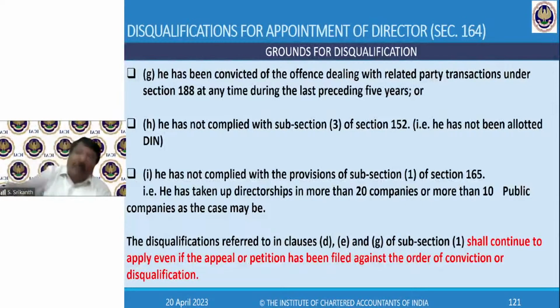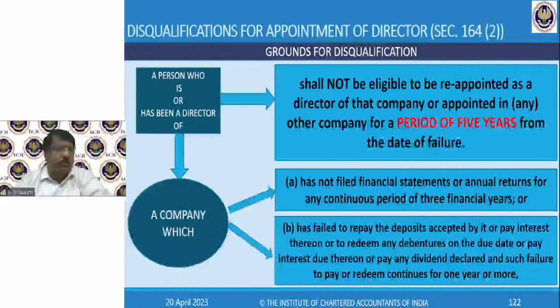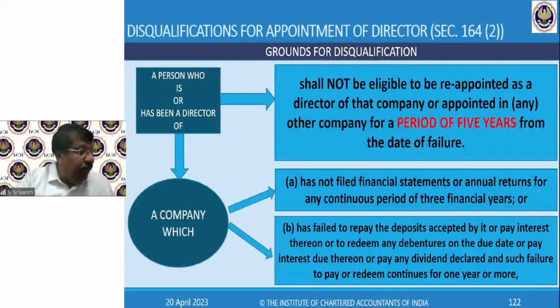Even if an appeal is pending, the disqualification shall continue to apply, even if the appeal has been filed. So long as this conviction is there, he cannot be qualified, even if he has appealed against it. Maybe if he wins the appeal, then he can be qualified again. But till then, he is disqualified. This is very, very important and interesting.